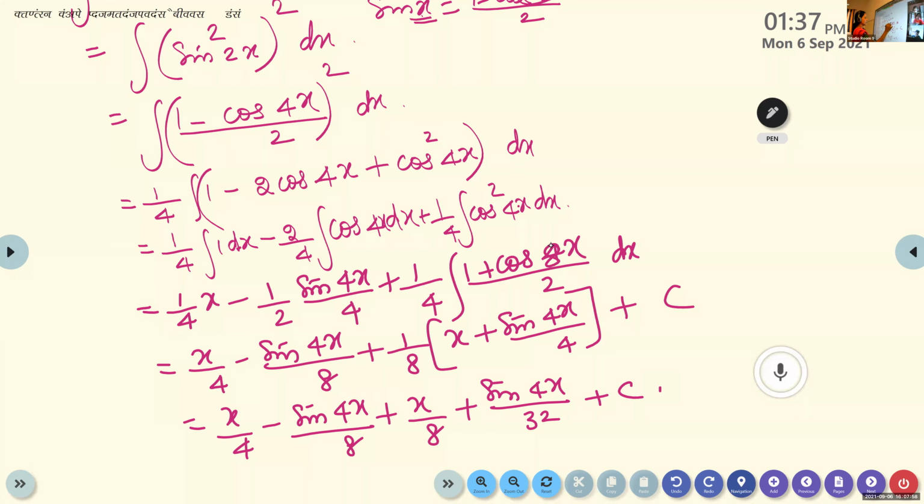One second, children. So it will become 8, isn't it? Sine 8x. We have to double it. 4, if you double it, will become 8. 8 eights are 64. Now group the terms and write. Again, 8 eights are 64. Now group the terms. These two terms you can collect and write: x by 4 plus x by 8.